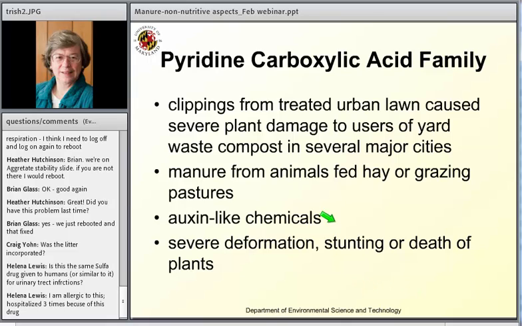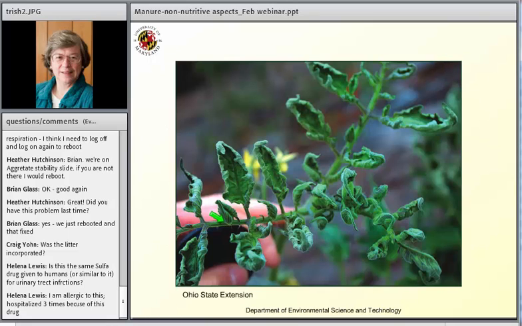These chemicals are auxin-like. They mimic the activity of growth stimulants, and they cause severe deformation, stunting, and death of the plants. And if you want to know a really interesting scenario about this, you've got to talk to Tricia Hoops, the home gardening coordinator in Harford County, because there's a very interesting story of them using some horse manure compost on some demonstration gardens at the Ripken Stadium and finding results like this. But eventually, many of the crops actually died. This is a photo from an Oregon State Extension website.